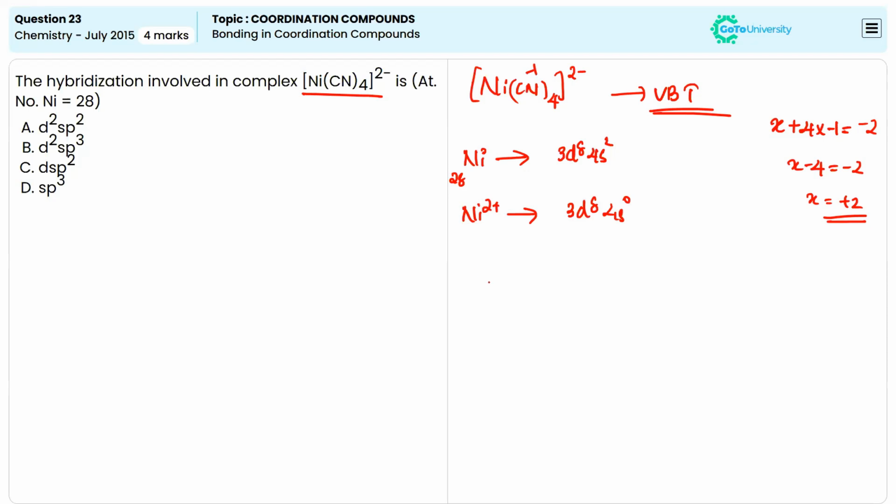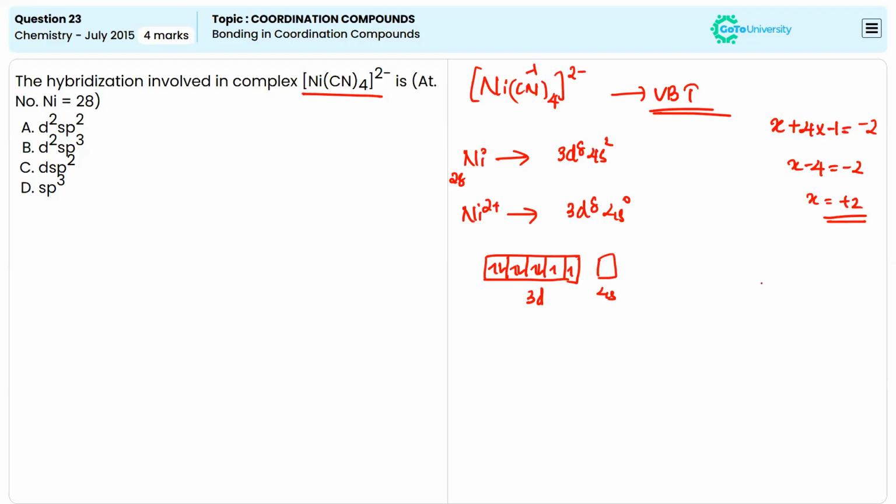In order to find out the hybridization, I have to write the box notation. That is the 3d8 configuration. The 3d orbitals have 8 electrons. First I'll fill all the orbitals singly, then I'll do the pairing. That is the rule, right? Now the 4s orbitals are empty, and the 3d orbitals have these many electrons.